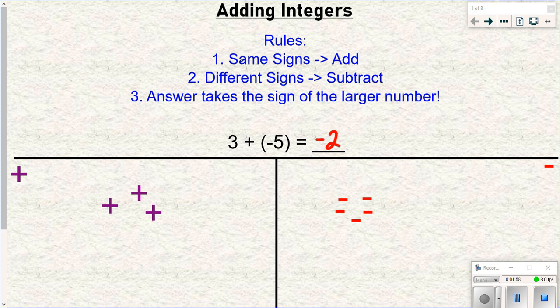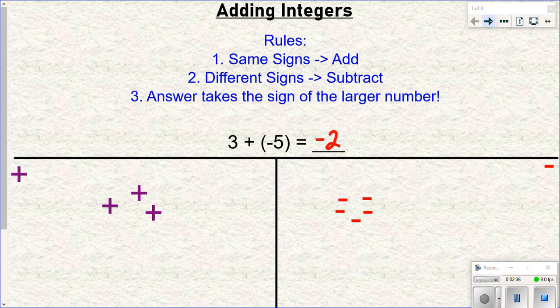Now, let's look at how that works with the rules. So the rules say if the 2 numbers have the same signs, then you add them. So if they're both positive or both negative, then you're just going to add the 2 numbers together. If they have different signs, you're going to subtract them or find the difference between them. This is what we just did. So these 2 numbers were different signs. One was positive, one was negative. The difference between them was 2. And then the rule says the answer takes the sign of the larger number. The larger number is a negative number. It's the 5. So my answer is negative. So you can either follow the rules or you can think of it in this way as a battle.